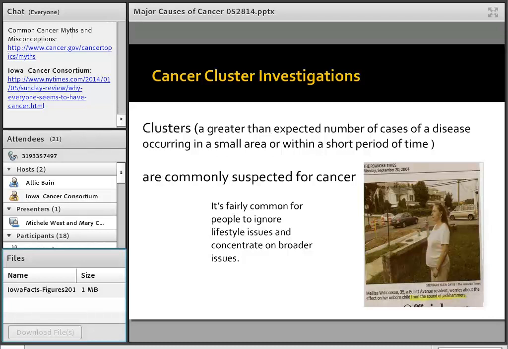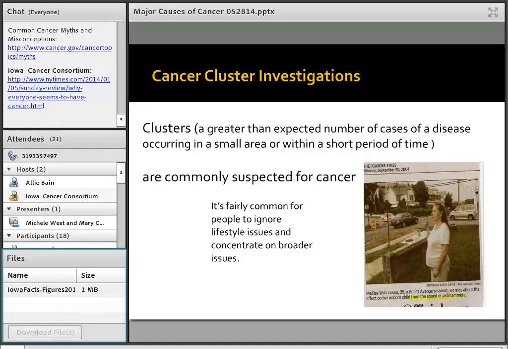Okay. I'd like to first start off with just a definition of clusters: a greater than expected number of cases of a disease occurring in either a small area or within a short period of time. And in my work here with the registry, most of the calls that I receive are from those concerned about a small area, most often their own neighborhood.